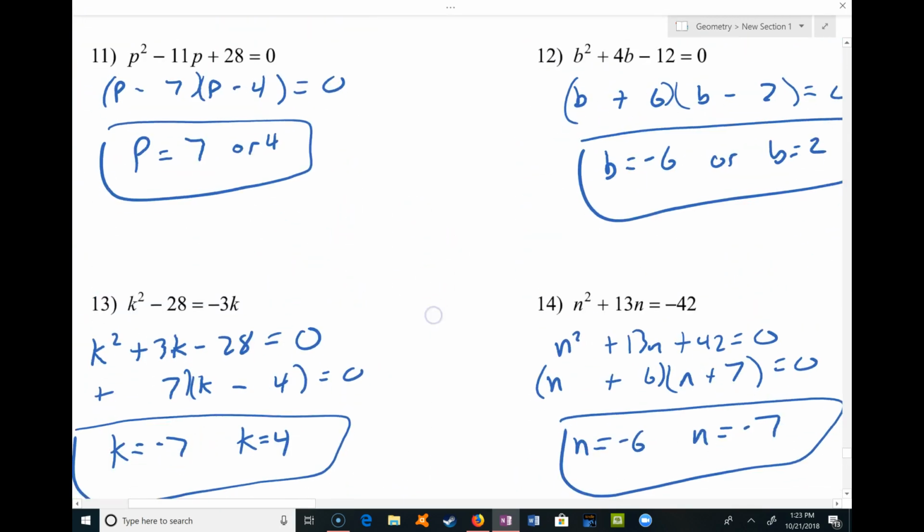Okay, so there's a bunch of factoring, and I will post another worksheet that'll have more that you'll have to use the quadratic formula or complete the square on. All right, there you go.